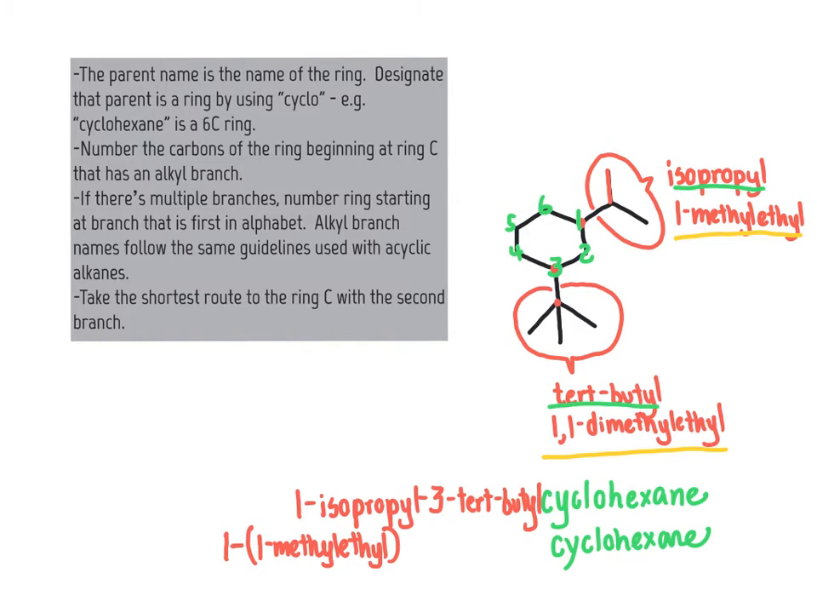Then we carry on from there using a dash to separate numbers from letters. So we're going to fill in then at carbon number 3 of the ring is where our 1,1 dimethyl ethyl group is located.